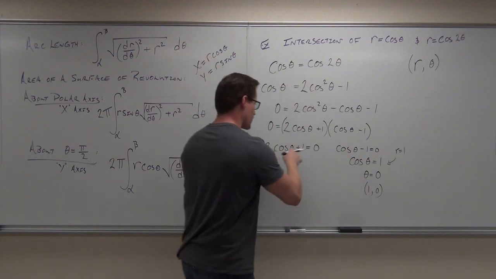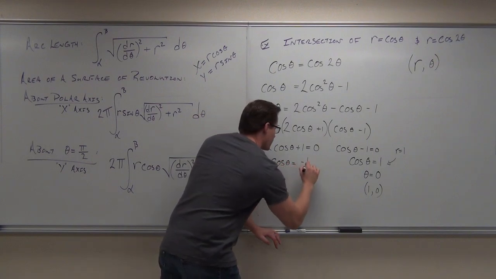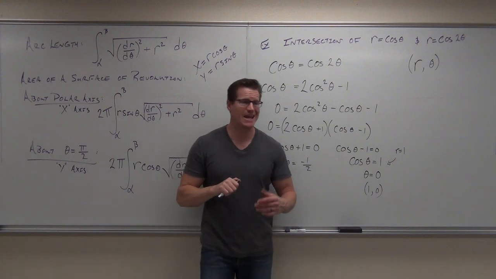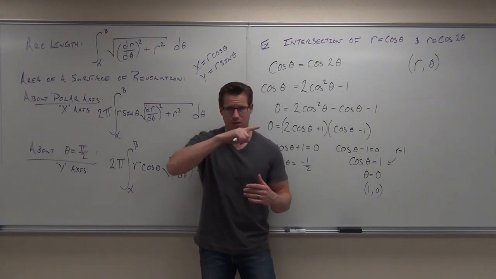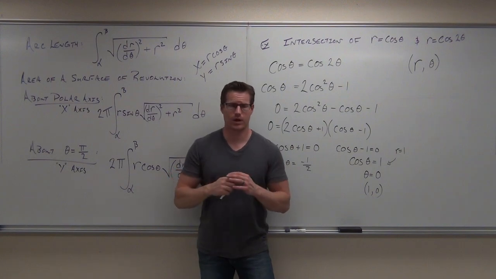Okay, now let's work on this one real quick. Do you understand that here we're going to have cosine theta equals negative 1/2? If cosine theta equals negative 1/2, cosine is negative in quadrants 2 and 3. Very good. So cosine's 1/2, where?